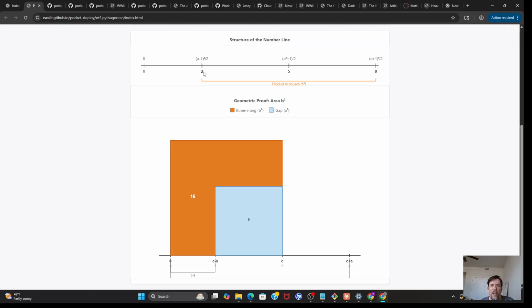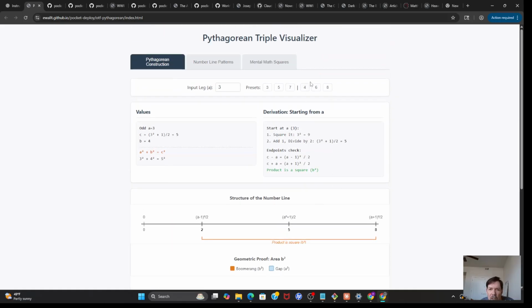You're going to have 2 times 1 on this side, and 2 times 2 times 2 on this side. So that's 2 times 1 times 2 squared is what the boomerang area is. And again, you can play around with this. You can choose different odd numbers.